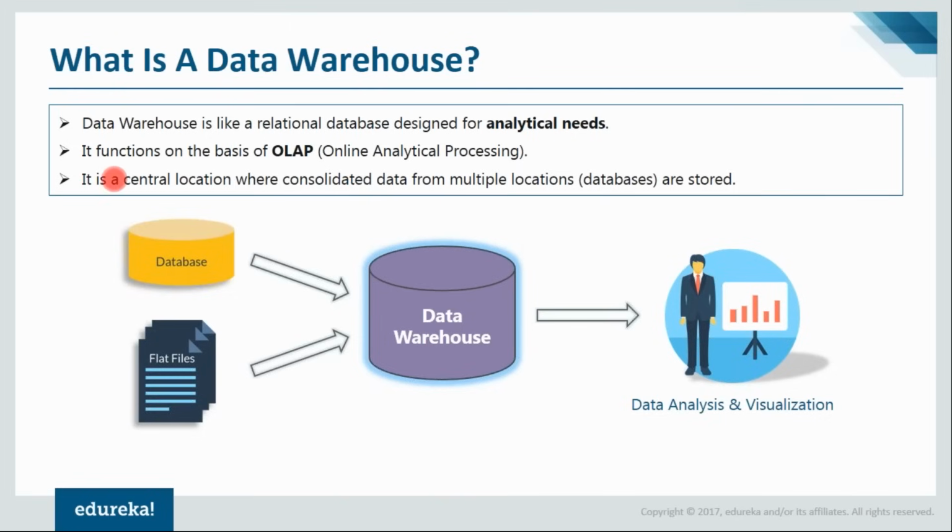And basically it's a central location where consolidated data from multiple locations is stored. So you get data in here from multiple locations, from multiple sources. You can get it from one or two databases. You can get it from one or two flat files. As long as you are putting it inside the same table, or the same columns and dimensions, then you'll be fine, because you can get any amount of data from any source and store it all inside your data warehouse.